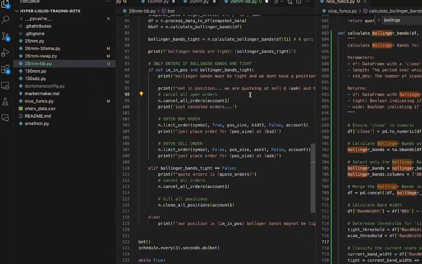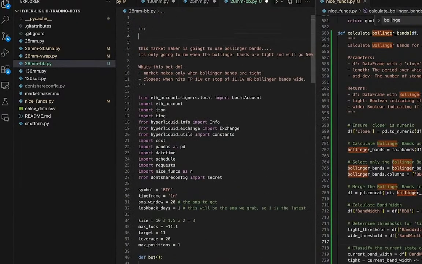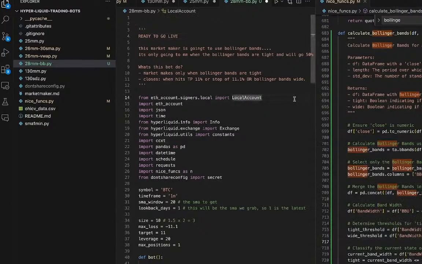We just built this market maker here, and this one's ready to set live. So set this one live. Ready to go live. So you know the process is research strategies, backtest, and you implement it into bots. I literally just showed you how to implement it into a bot just now, and we're gonna go do another one.